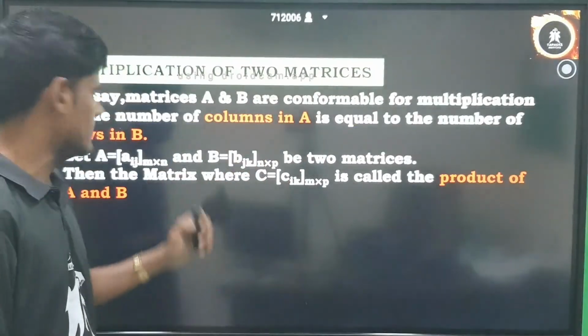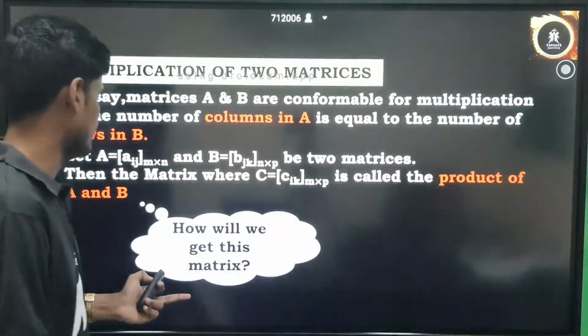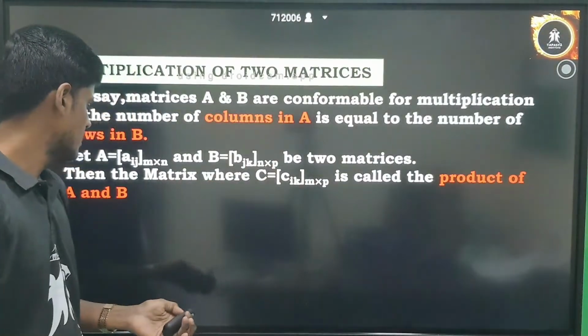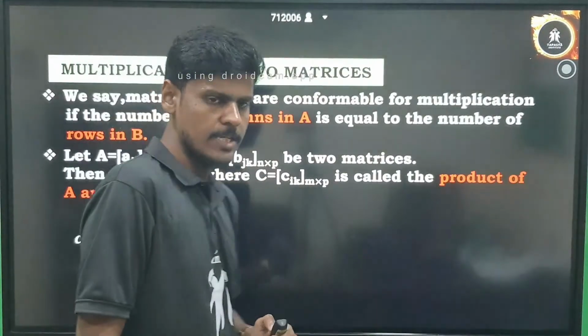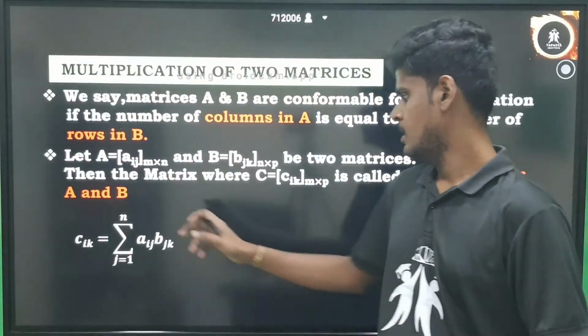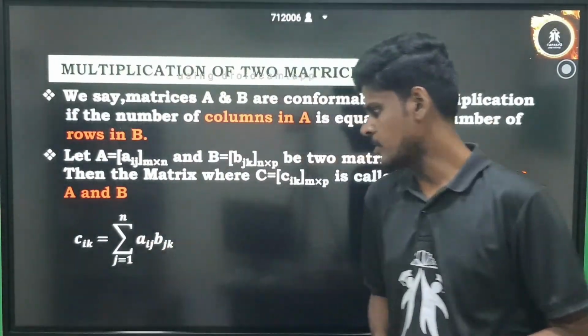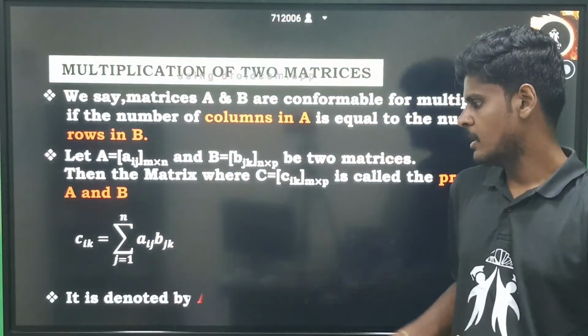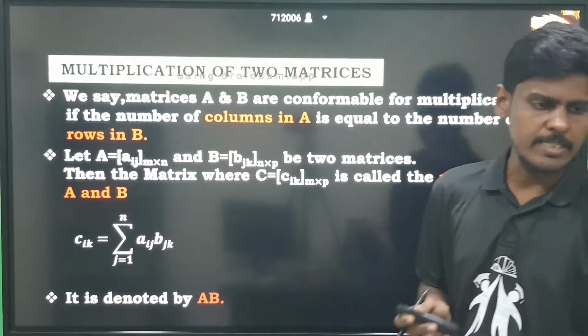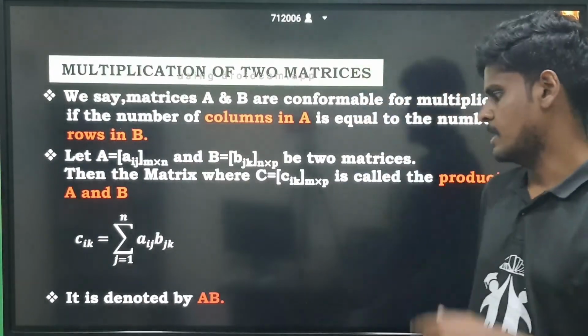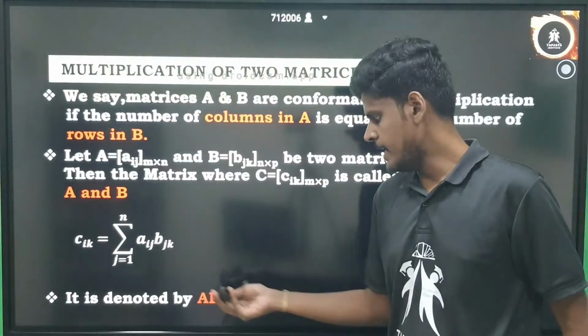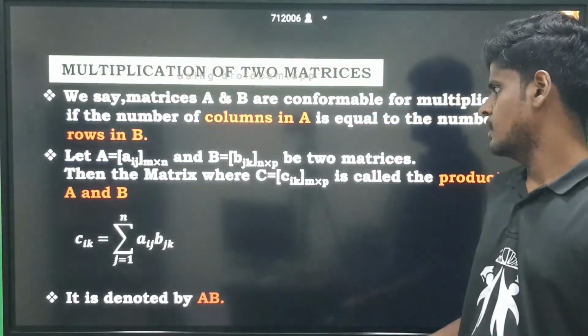This N will be cancelled out, and M and P will remain. C matrix is nothing but Aij into Bjk. What does this mean? We will discuss this with an example, then it will be easy to understand. It is just denoted by A into B, that is AB.